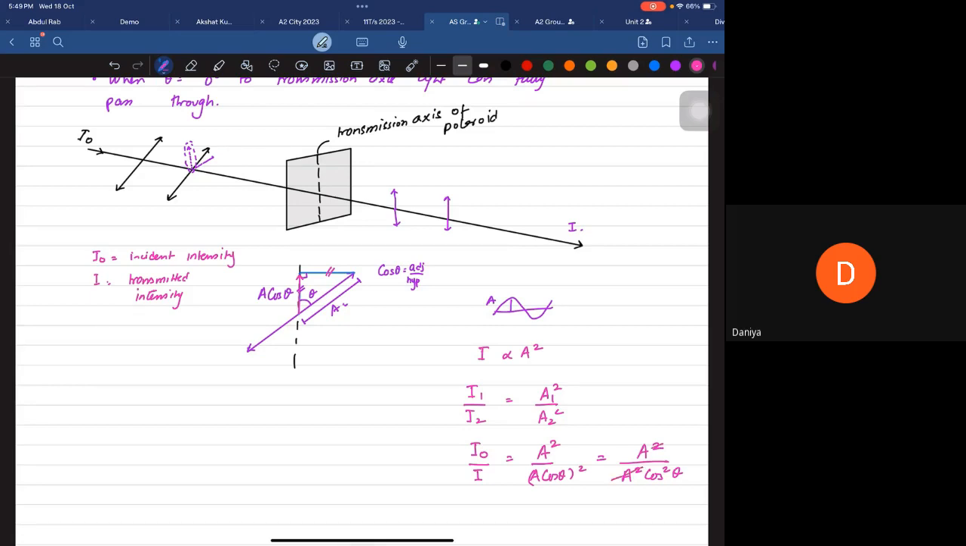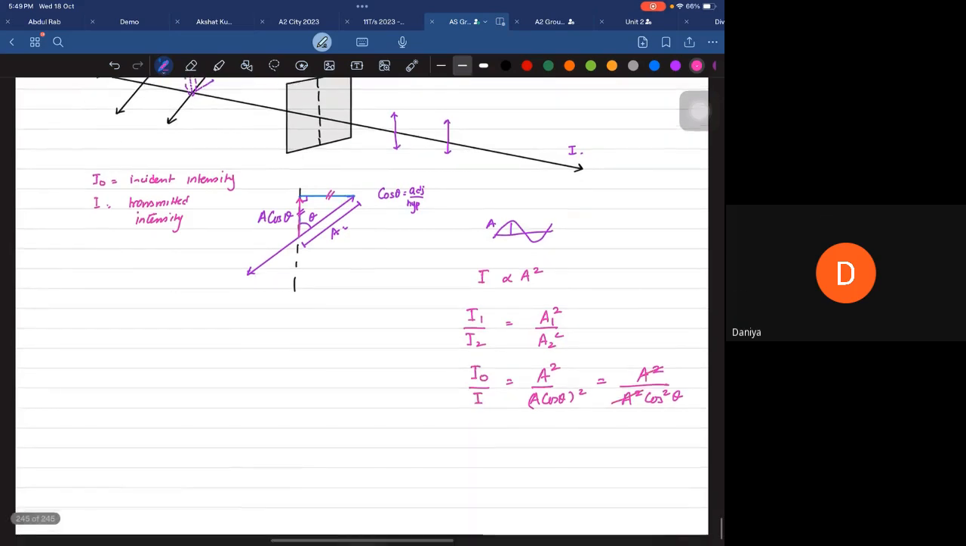A squared and A squared will cancel out, which means I will now be written as I naught cos squared theta, and this is the Malus law that we need to remember. Get it?